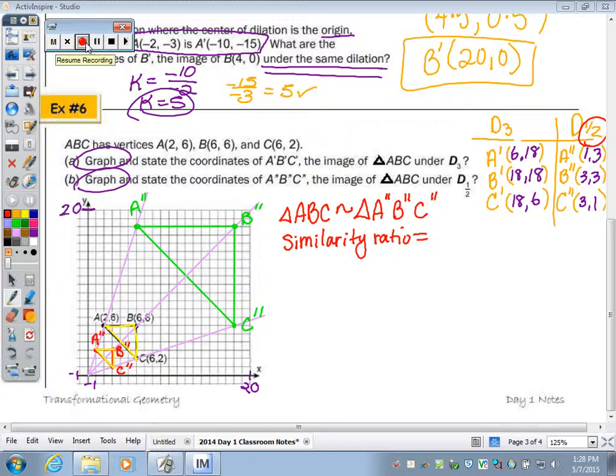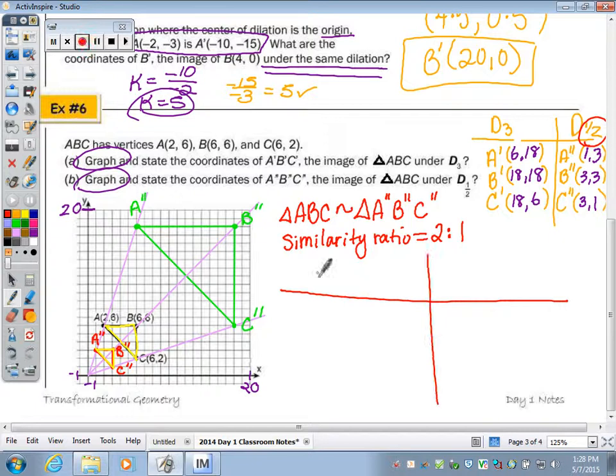Okay, so our similarity ratio for those two triangles is 2 to 1, as the smaller triangle is half of the other. So I want you to take a minute. I'm going to put a T-chart here. I want you to take a look at the area of these two triangles, so go ahead and figure that out, and the perimeter of these two triangles.